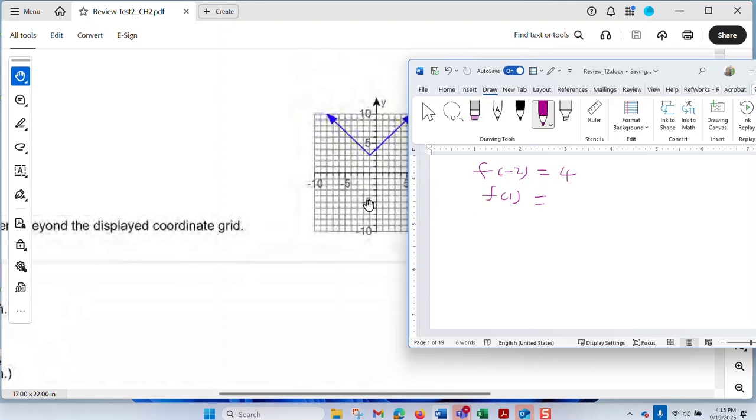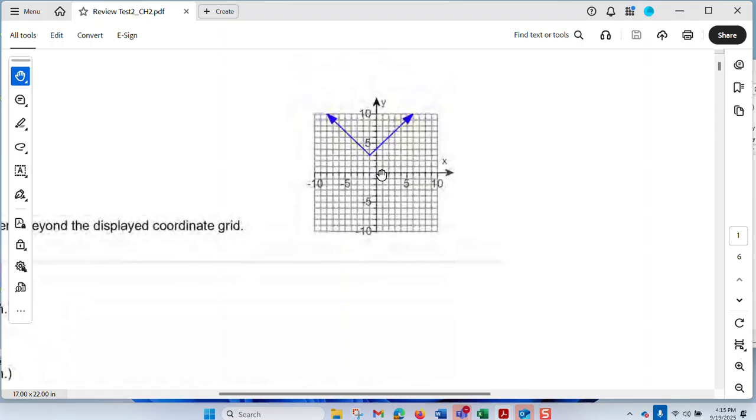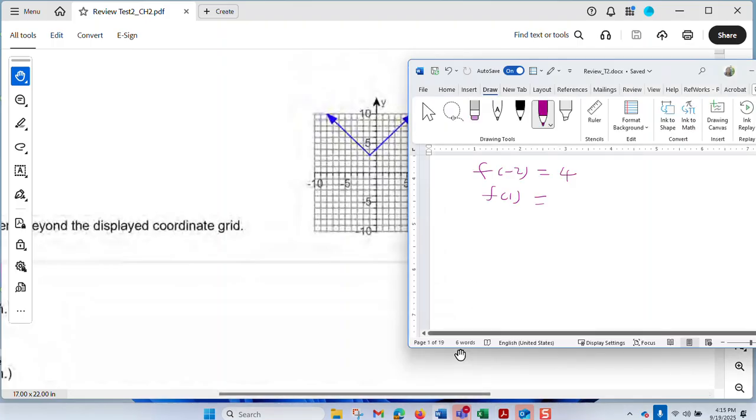Okay, and then another one is f of 1. F of 1, that means we want to look at x value, x equal to 1, and how much is the y value. All right, so if you look at the 1 right here, corresponding y value should be 5. Okay, so f of 1 is equal to 5.